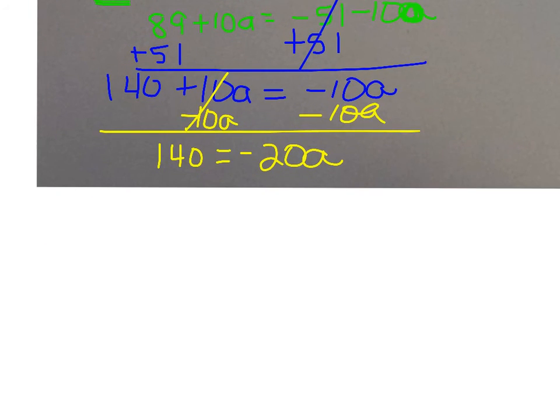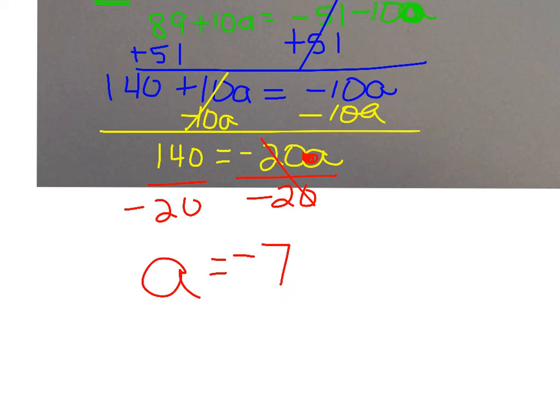Okay, so now I have negative 20a. Remember, that is multiplication in there. That's negative 20 times a. So divide by negative 20. That's the opposite operation. So the 20 is reduced to 1. A equals negative 7, because 140 divided by negative 20 is negative 7.